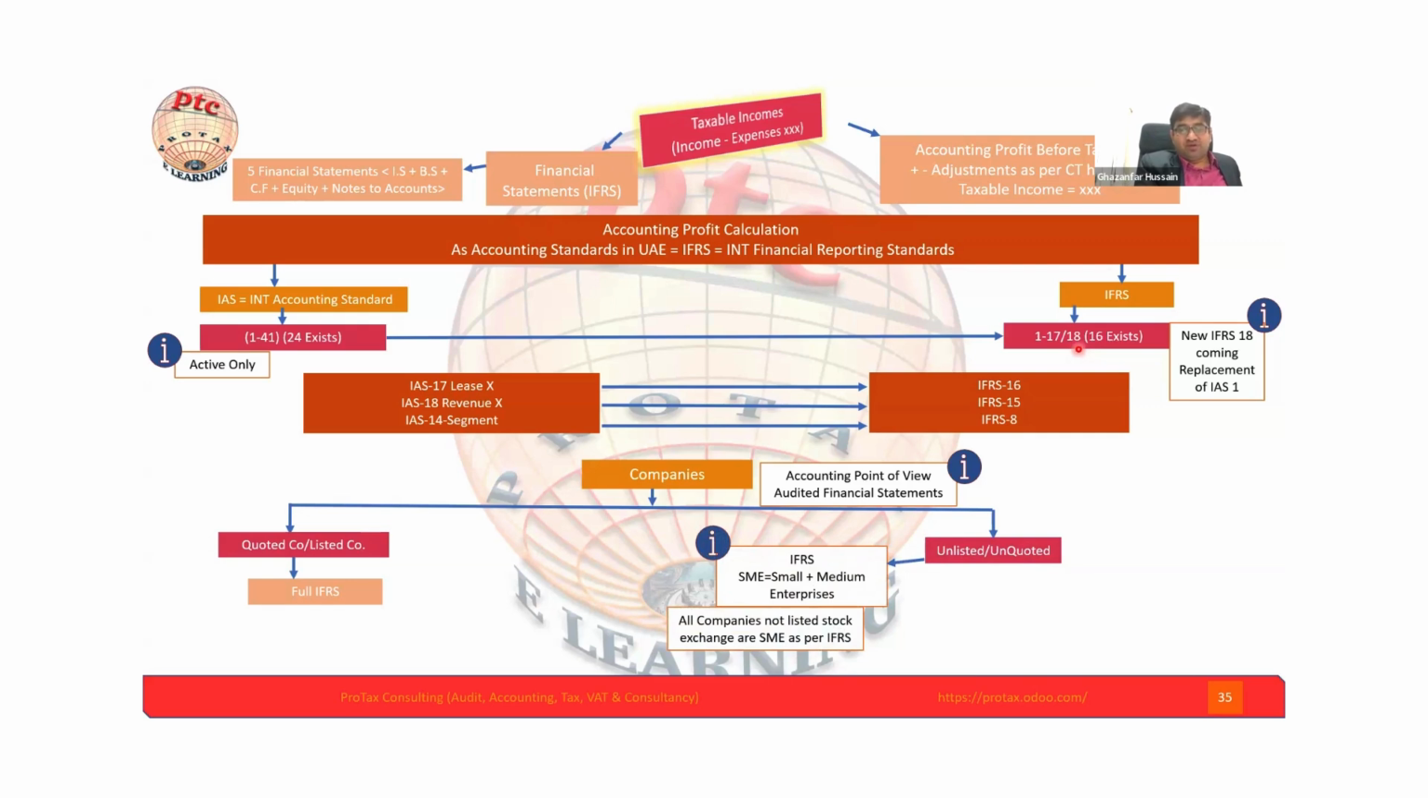Unquoted companies can follow the SME IFRS. It is a choice for the unquoted company, they can follow full or the SME. But while considering the choice from the IFRS, we have to see what the local regulation is. When we talk about local regulation, corporate tax is a local regulation. So their condition is 50 million, so we have to follow the local regulation also.